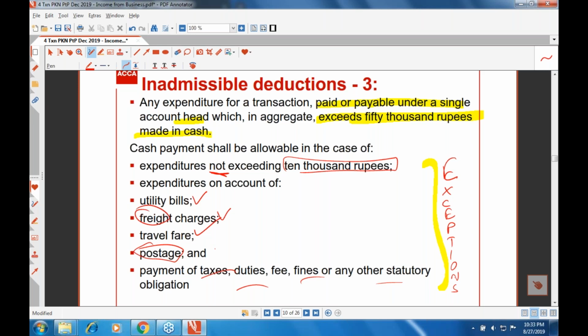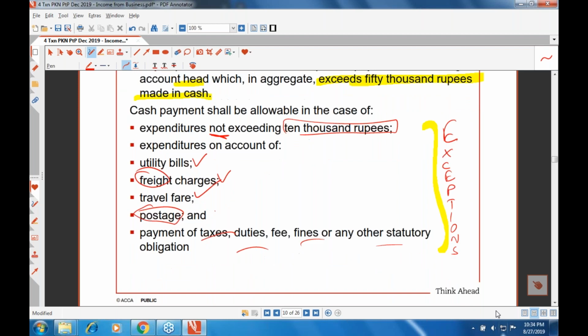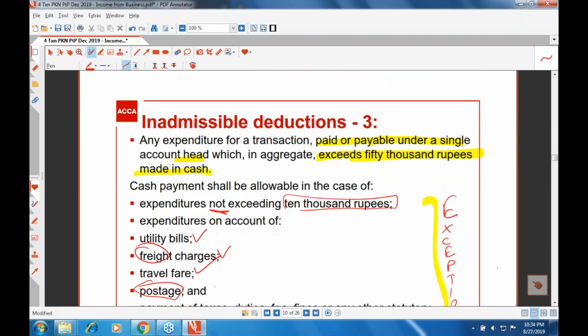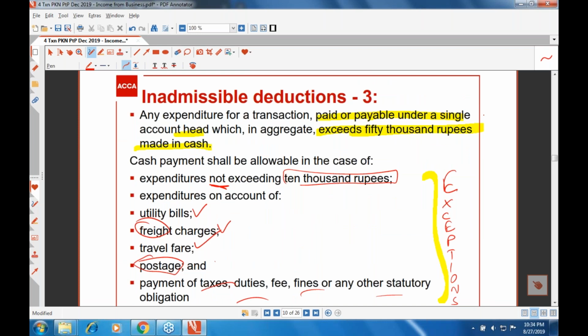So inadmissible deductions are very important: what are those things which you cannot claim as an expense? This is a general list of inadmissible deductions that we have discussed. Is everyone okay till here? We are trying to establish the income from business.